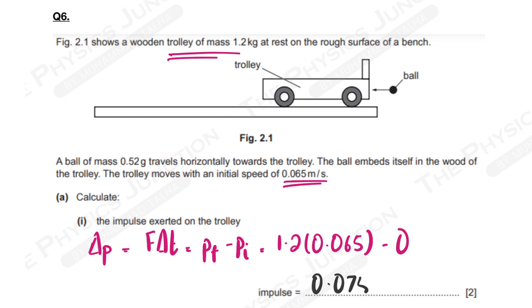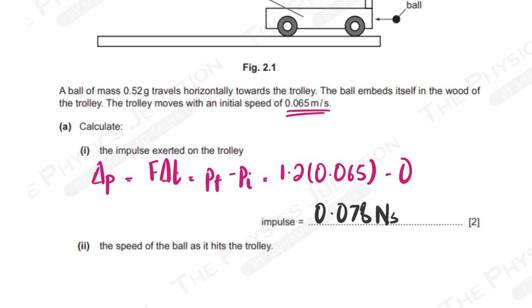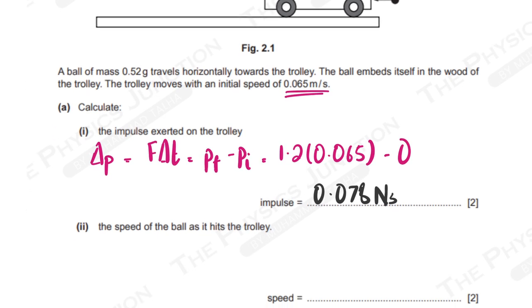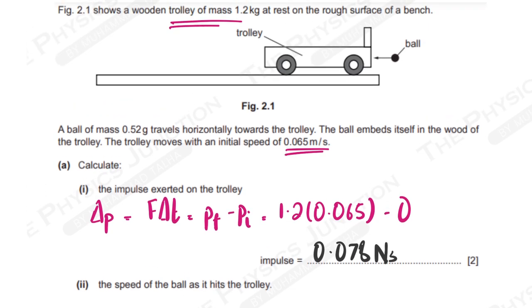So you can write this as Newton second or also as kg meters per second. Both are correct units. Next part, the speed of the ball as it hits the trolley. So how do we find the speed of the ball as it hits the trolley? For this, we basically have to use the conservation of momentum.